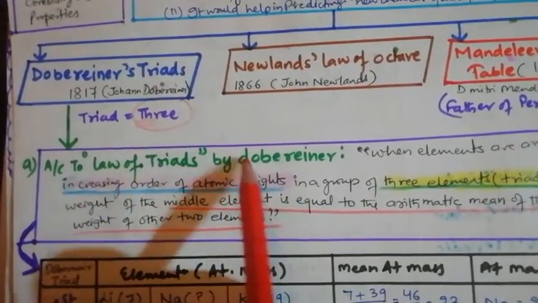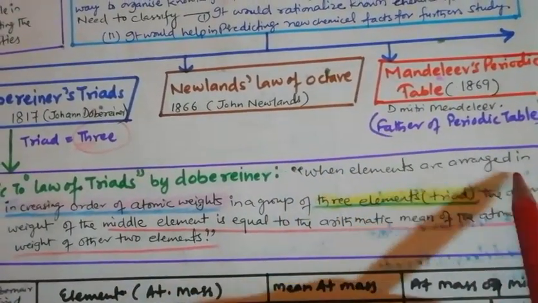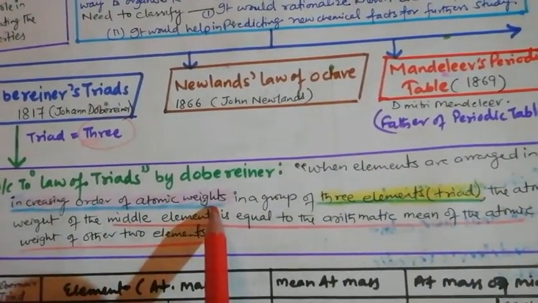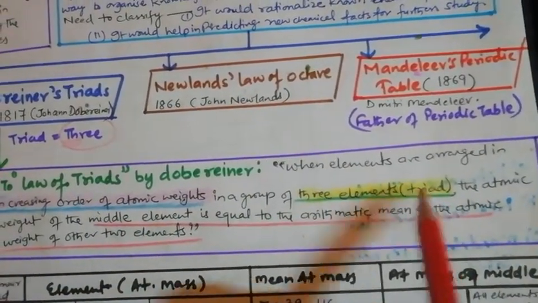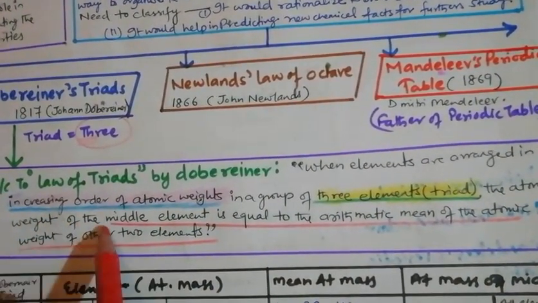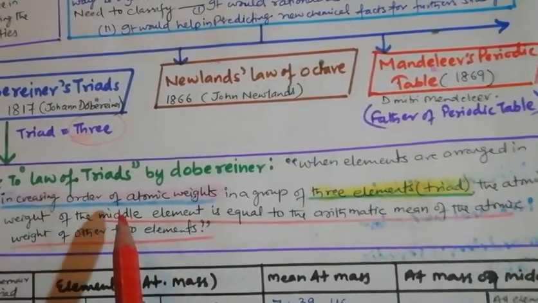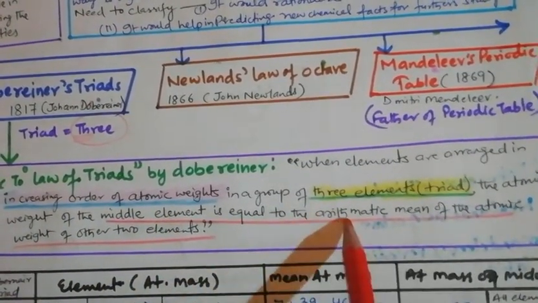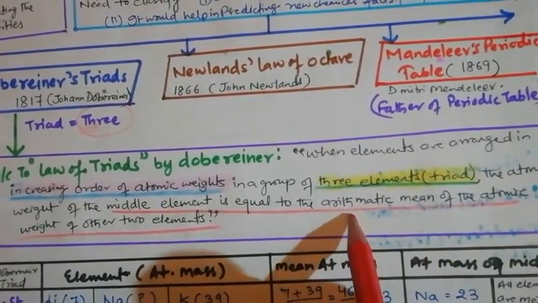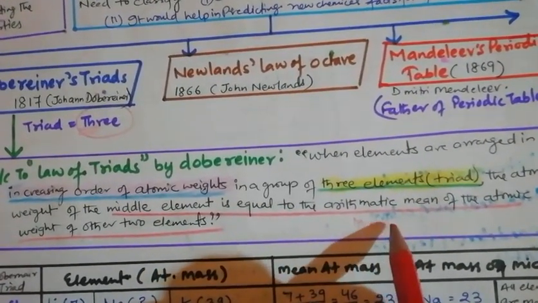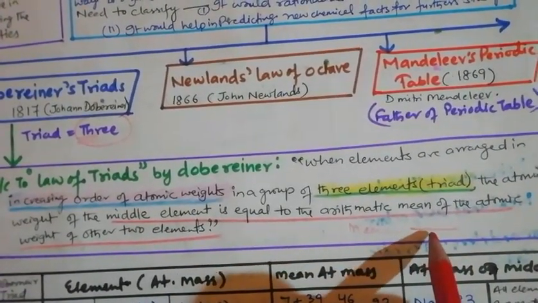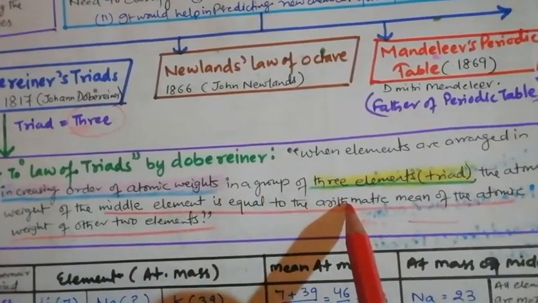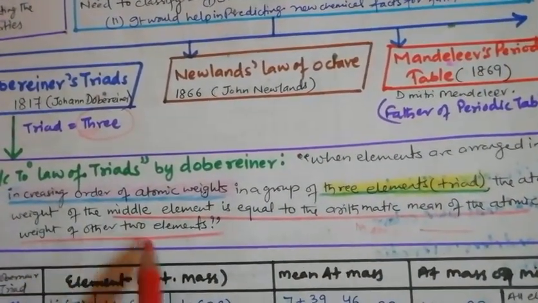According to the law of triads by Dobereiner, when elements are arranged in increasing order of atomic weight in a group, the three elements are related such that the atomic weight of the middle element is equal to the arithmetic mean, the average, of the atomic weights of the other two elements. How do you find the mean? In mathematics you did the mean: the total of all the values upon the number of values. Let's understand with the help of this table.